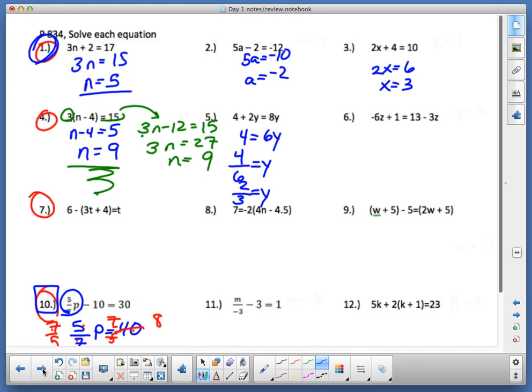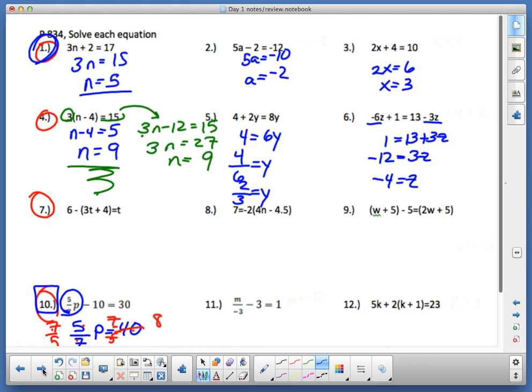In problem 6, I've got the z's. Now what I normally do, I take the smallest value with the variable. That's what we're here for, to solve for the variable. So I'll take that -6z and add it to the other side, because it's the smallest, and that way I'll have a positive answer. If you're going to drop a sign, this is where you're going to do it. So if I add 6z to both sides, I get 1 equals 13 plus z. Now I'm going to subtract 13, and I get -12 is equal to 3z. Well, I divide by 3, and -4 is equal to z.